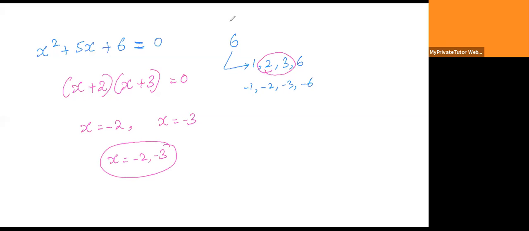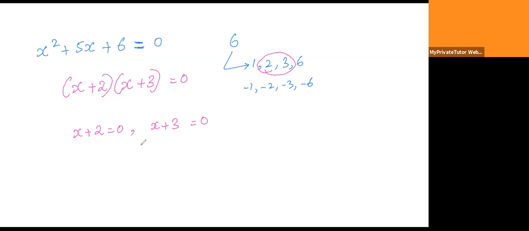The answers, Joseph? Anna? We just need to find the factors and then equate them. Maybe if you want me to add one more step here, I will. x plus 2, x plus 3 equals 0. So x plus 2 equals 0 and x plus 3 equals 0. So what is x? x is minus 2, x is minus 3. So that's what I said. We have two values of x.